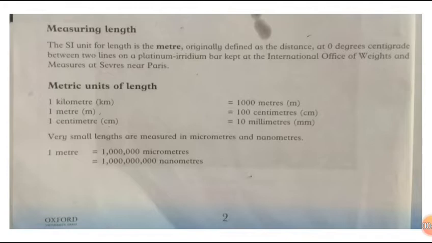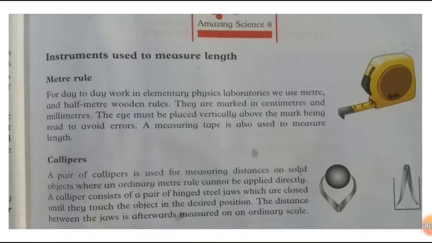Measuring length. The SI unit for length is the meter, originally defined as the distance at 0 degree centigrade between two lines on a platinum iridium bar kept at the International Office of Weights and Measures. Metric units of length are: 1 kilometer is equal to 1000 meters, 1 meter is equal to 100 centimeters, and 1 centimeter is equal to 10 millimeters.